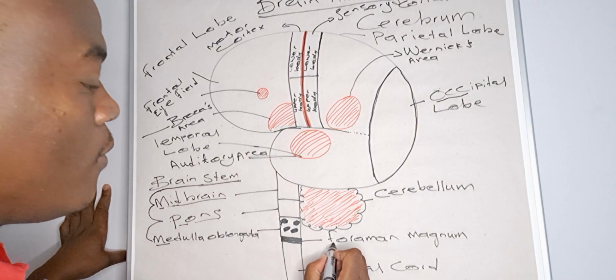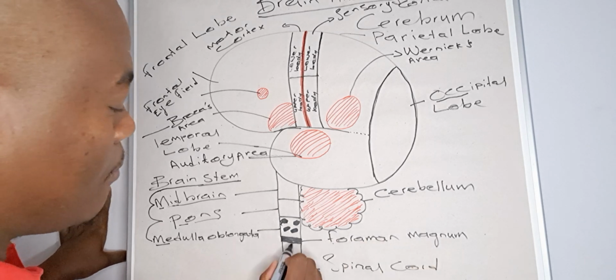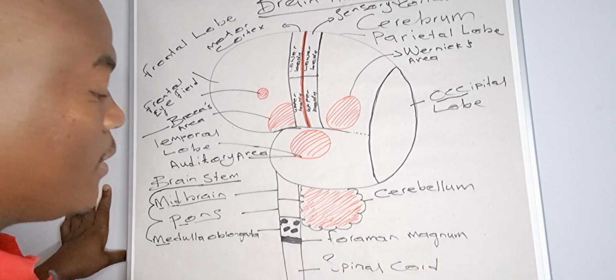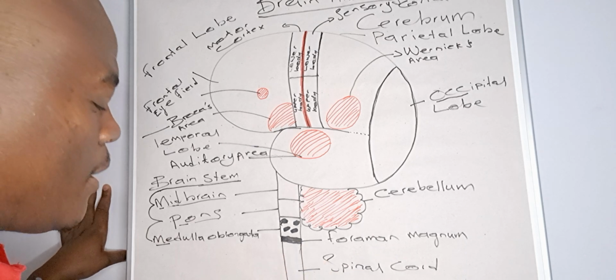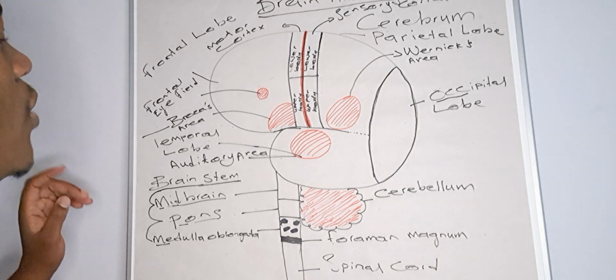Don't forget, this is the foramen magnum. This is actually a hole. This one will be continuous with the spinal cord, becoming the vertebral column and so on.